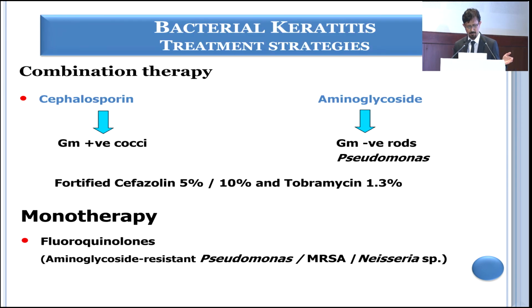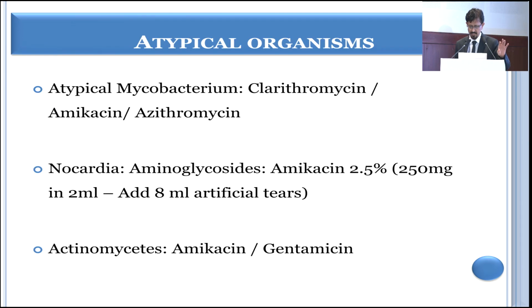As far as drug therapy is concerned, mostly for bacterial keratitis, we give combination therapy of cephalosporin and aminoglycoside. If the ulcer size is less than 2 millimeters, then you can go for a monotherapy of fluoroquinolone. If it is more than 2 millimeters, go for a combination therapy. If you get an atypical organism, then accordingly you modify your antibiotic.